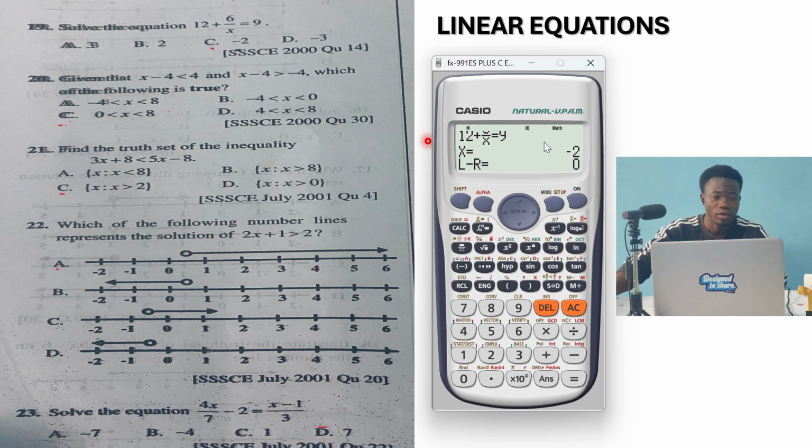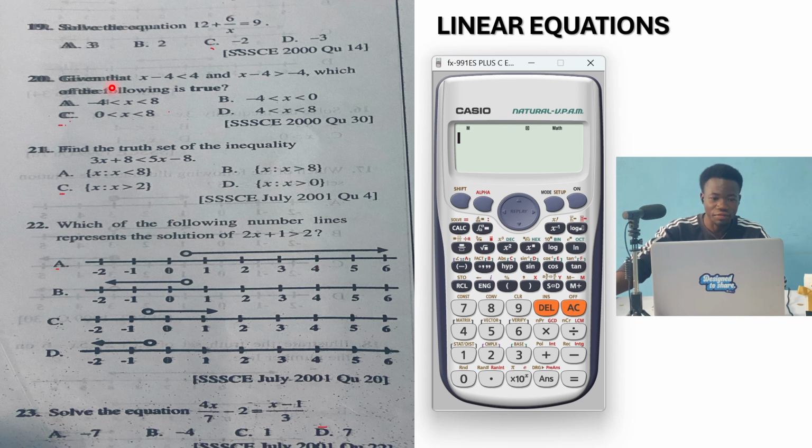Alright, take care. Now, that's option 20: given that x minus 4 is less than 4 and x minus 4 is greater than -4, which of the following is true? So you have to solve this separately, and we can use the calculator to do that. But in the calculator, we do not have greater than or less than, so we use the equal sign, but we'll be able to identify which of them is the correct answer.